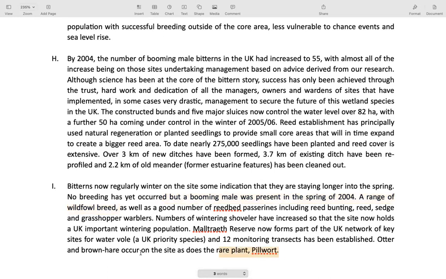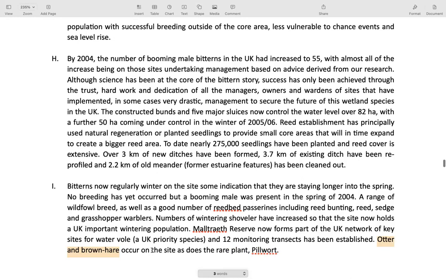Good. And which mammals are they benefiting? Brown hare. Otter and brown hare. Yes. So remember, I told you there will be two answers. Minimum two answers because it's saying mammals, not mammal.